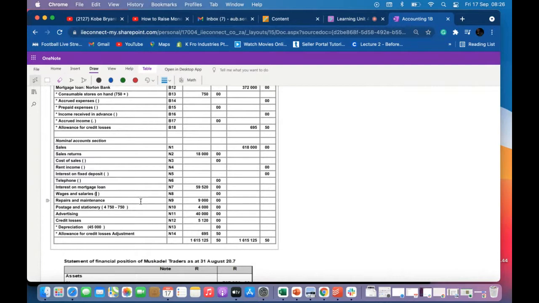We are saying our wages and salaries in the pre-adjustment trial balance was 21,660. Okay, and then we're saying plus 8,000, which would then take us to how much? That's going to be 29,660. Okay, so we've dealt with that one.